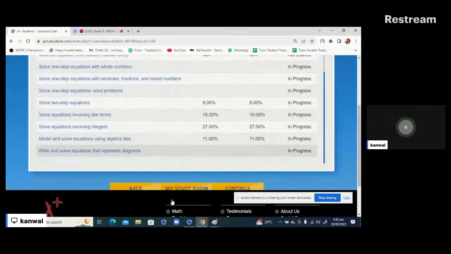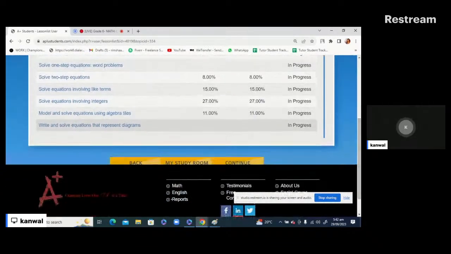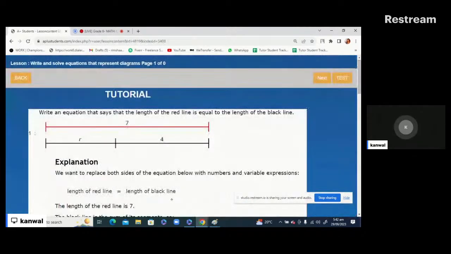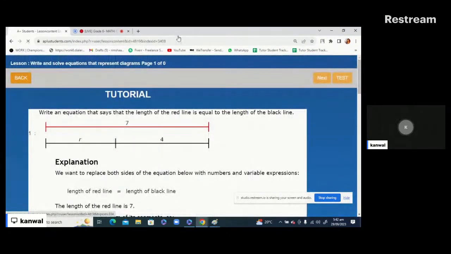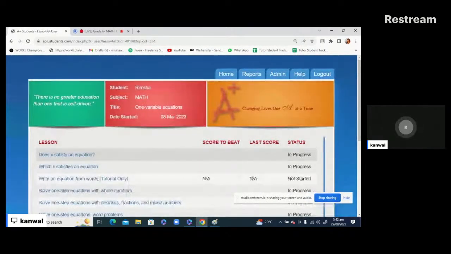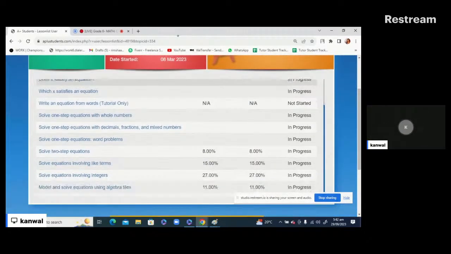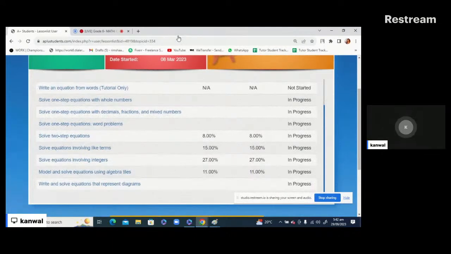So here is the last topic. Write and solve the equation that represents the diagram. So you just need to revise this topic by yourself, and if you still need any help in any of the questions, then we will discuss it in the next session, because there is no time now. So today we discussed the one variable equation, and here we discussed solving two-step equations, then solving equations involving like terms, solving equations involving integers, and modeling and solving equations using algebraic tiles.